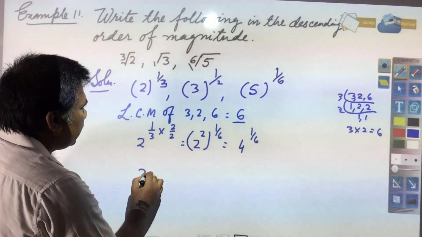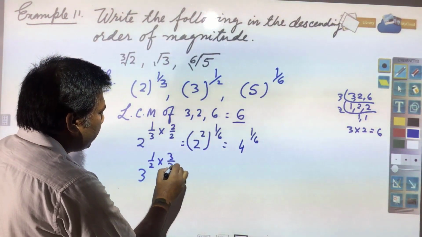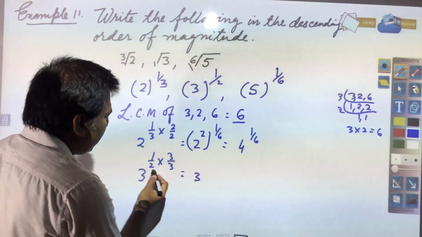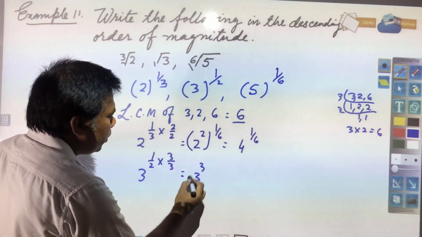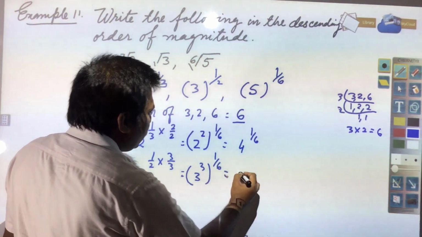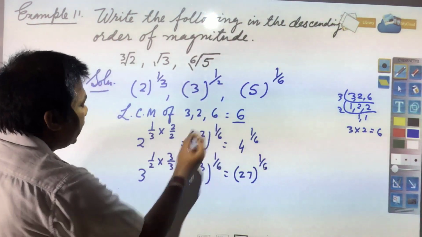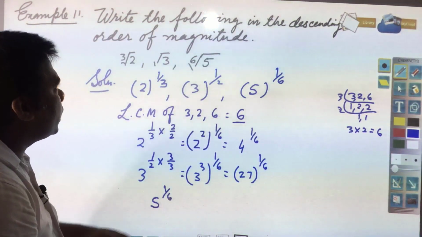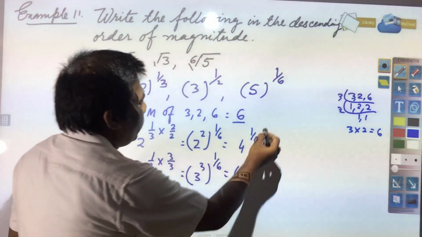Next number you have 3 to the power 1 by 2, into 3 by 3 we will do, so that we will get 6. Now, this will be 3 to the power, this will become 6 and this is 3. Here we will put 3 to the power 3 and to the power 1 by 6. So, this will be 27 to the power 1 by 6, and next number already we have 5 to the power 1 by 6. Now, you see what we needed to do, in descending order we had to write.